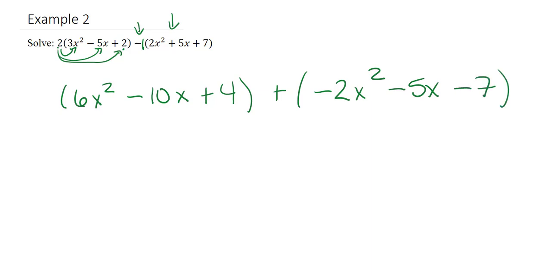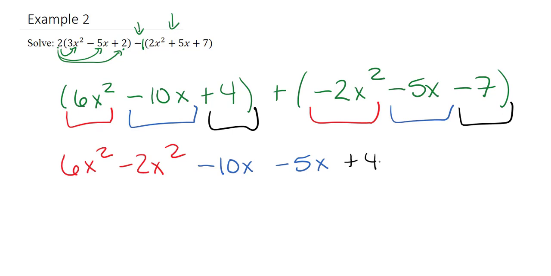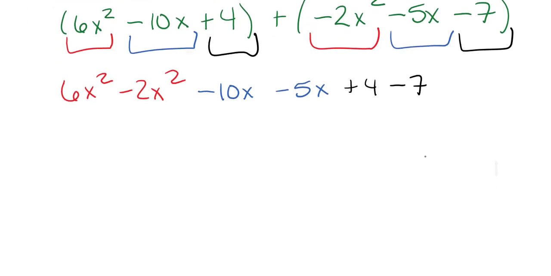Then the next step is to just combine like terms, because we're just adding or subtracting in this next step. So we're going to combine these. Then we're going to combine the x's. And then we have our numbers here. So let's go ahead and do that. We have 6x squared minus 2x squared, and then we have minus 10x minus 5x, and then plus 4 minus 7.